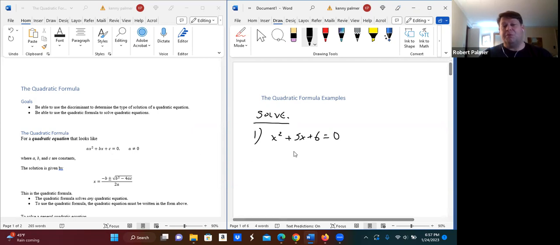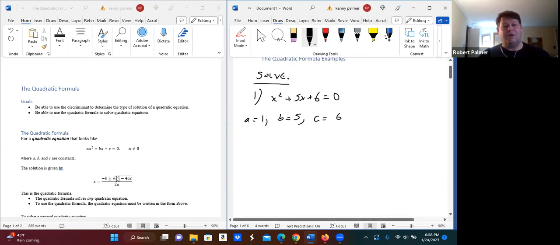And this one's already in the form we want. One side's equal to 0, and we have all our terms in ascending order. So a is the number in front of the squared term. In this case, a is just a positive 1. b is the number in front of the single variable term, in front of the x, and that's positive 5. Then finally, c is the number by itself, which is positive 6.